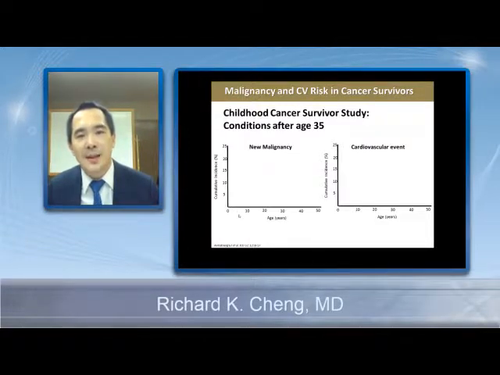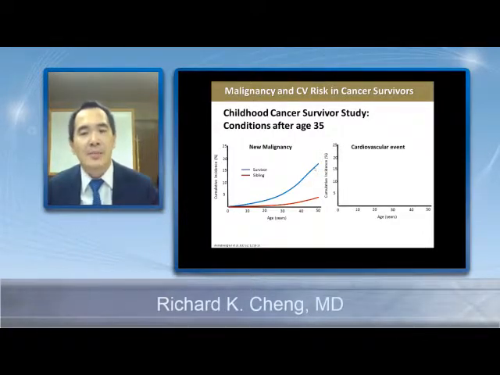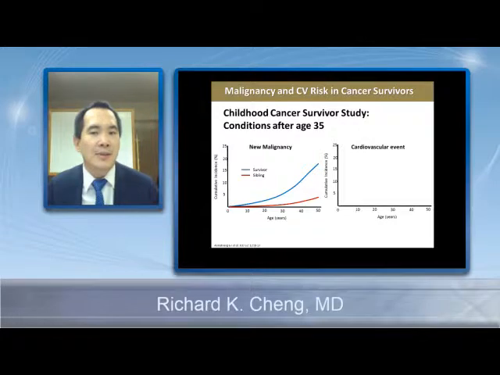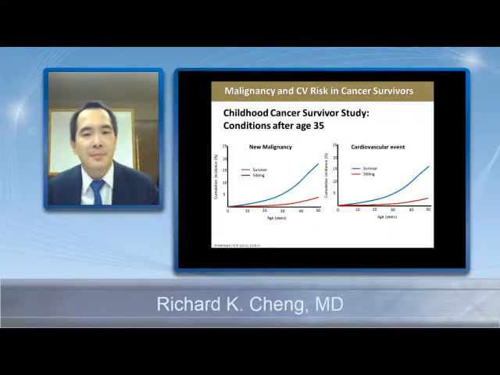In terms of neomalignancy, if you compare survivors of childhood cancer compared to their age and risk matched siblings, what you see is the incidence of secondary malignancy is much higher compared to their sibling. How about cardiovascular events? Similarly, the risk of cardiovascular events in a survivor compared to a sibling is extremely high.